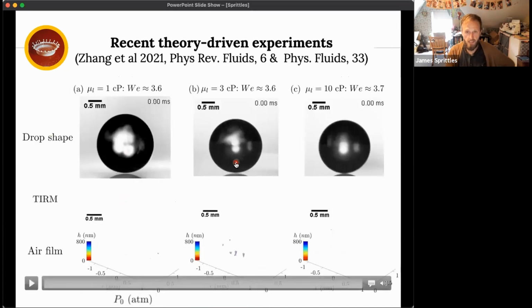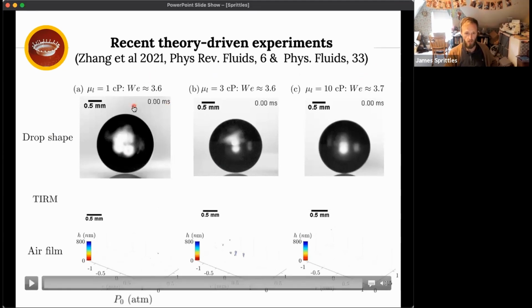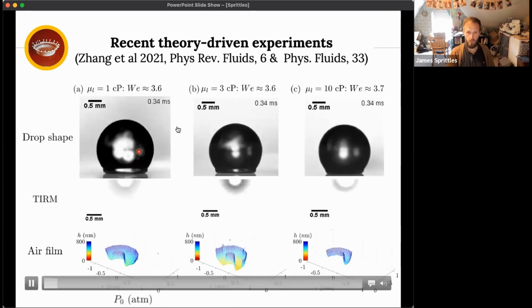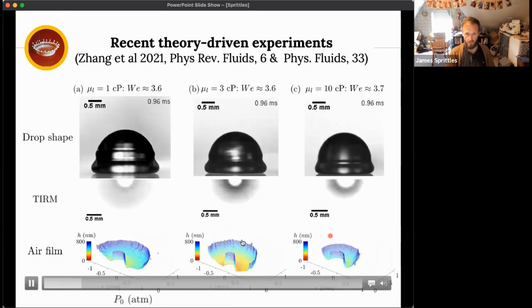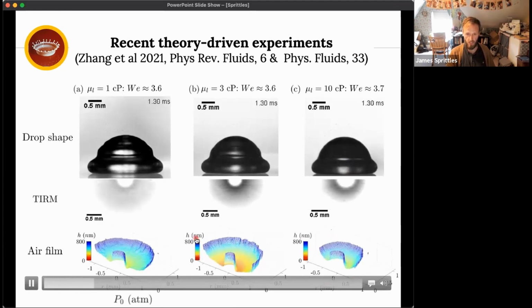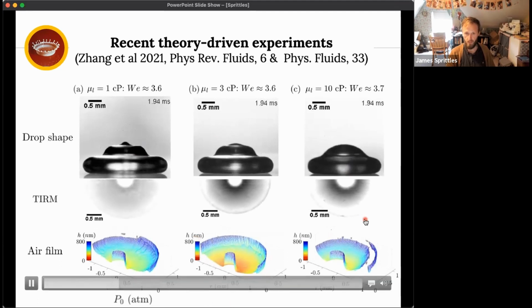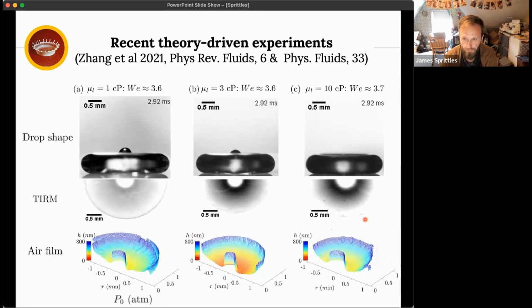So what's really nice is that a month ago, there was a paper published in the Physics of Fluids aimed at trying to get at these predictions that we'd made. So there are some really beautiful experiments where they show impact of drops of different viscosities, and they're able to recover the dynamics of the air film. Here you see measured in nanometers as a function of time and obviously space, and look at how these drops contact and all the different modes of contact which they see.